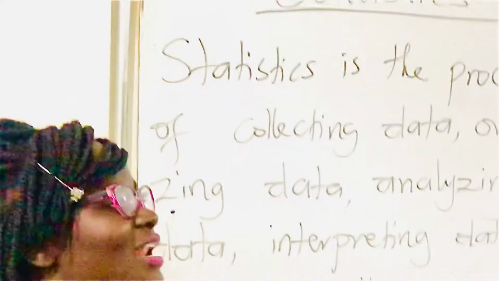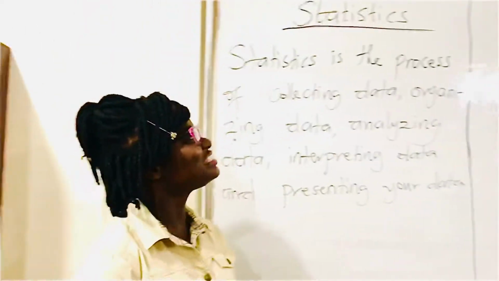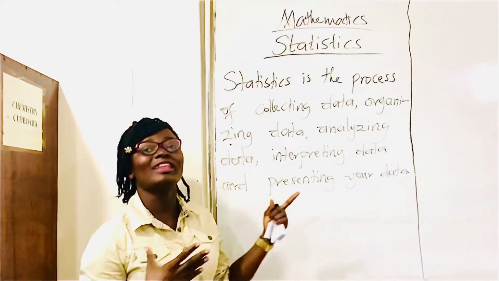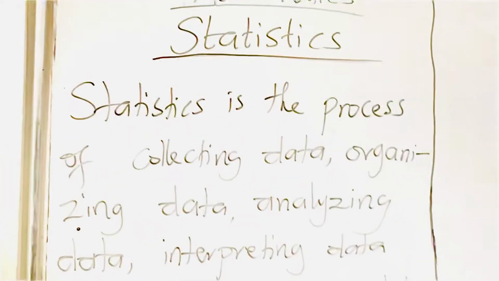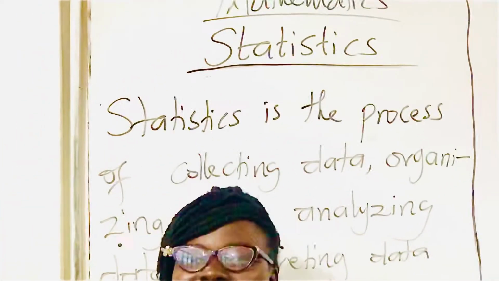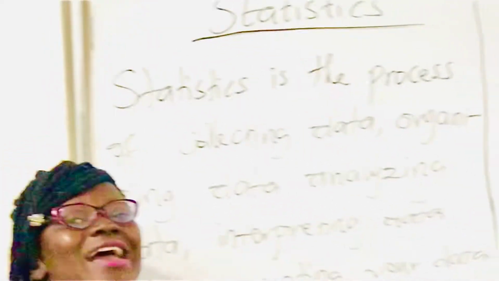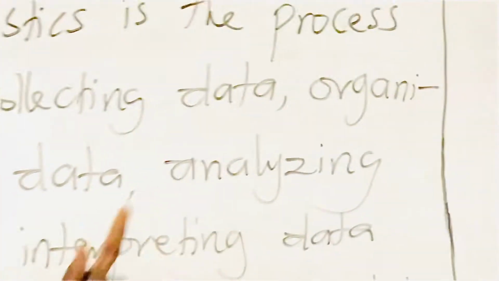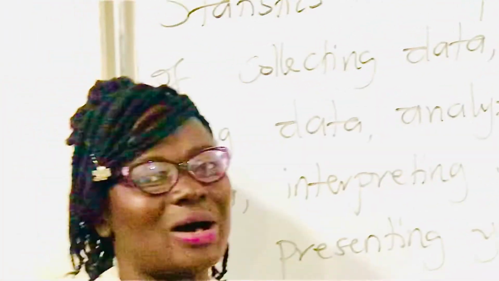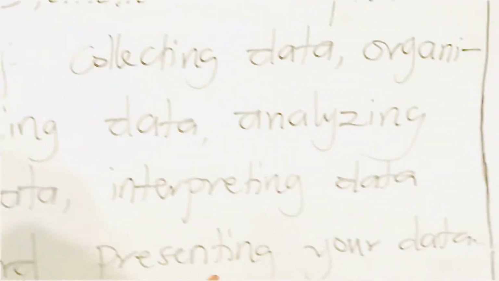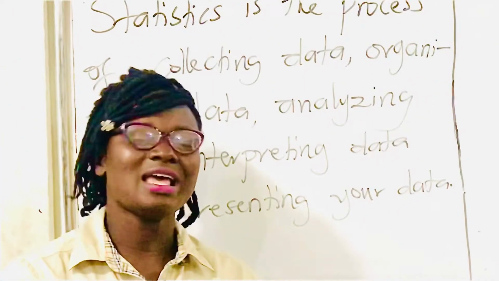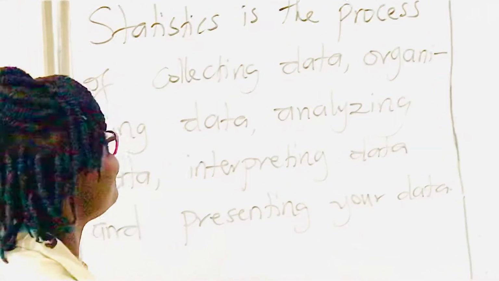So after looking at the definition, let's now look at the keywords in detail. In terms of collecting data, what are some instruments that we use in collecting data? When we talk about organizing the data, how do we organize our data? Then analyzing the data, how can we go about it? Interpreting and presenting the data as well. How do we present the information that we collect from the field? Let's go through the steps together.